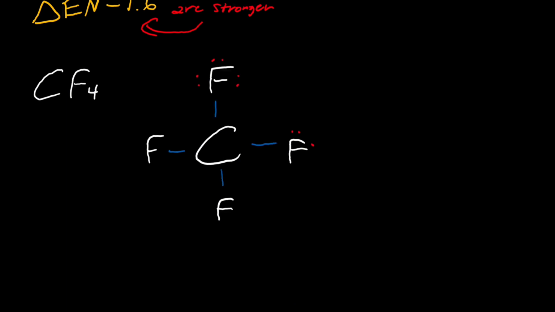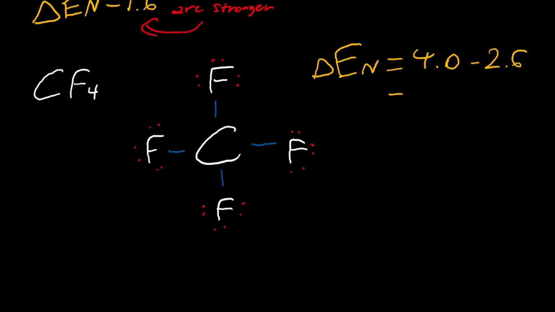After drawing all the electrons, let's take a look at the electronegativity difference. Since fluorine has an electronegativity of 4.0, and we are subtracting carbon's electronegativity of 2.6, the difference is 1.4, meaning that this molecule only has polar covalent bonds. But does this mean that the molecule is polar?